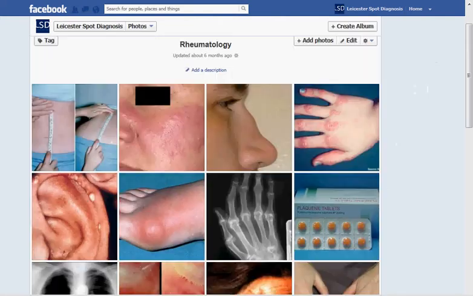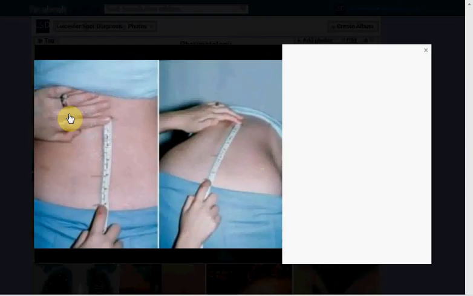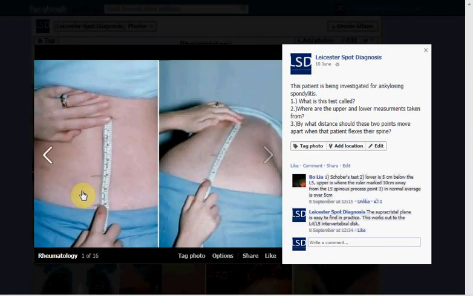So let's carry on. We're going to go for the rheumatology folder, and I'm going to take you through the next few cases with rapid fire answers.